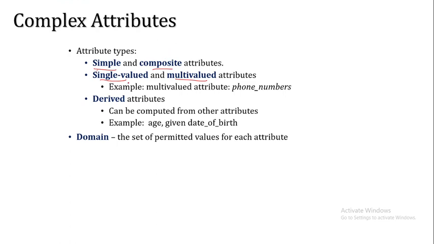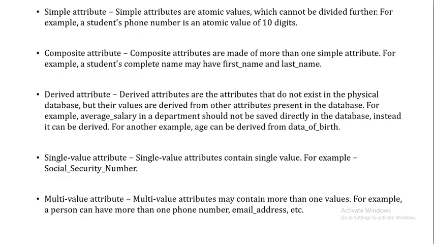Then we have single valued, multi-valued, and then a derived one. Single valued, multi-valued may be phone numbers. Then a domain, a set of permitted values for each attribute. We will explore what exactly simple, composite, single valued, and multi-valued are by taking some examples.